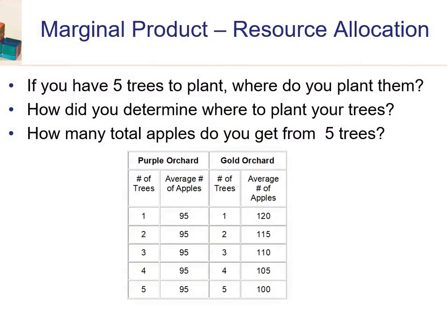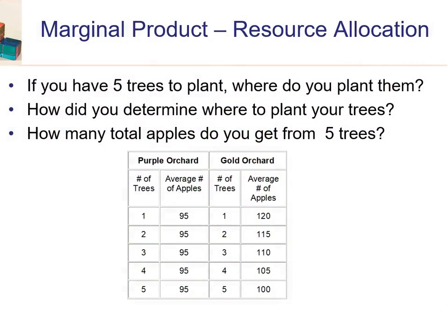Hi, this video will discuss how a firm allocates its resources. And the key takeaway here is that marginal productivity matters for a firm, not average productivity. So let's use an example to illustrate this point.